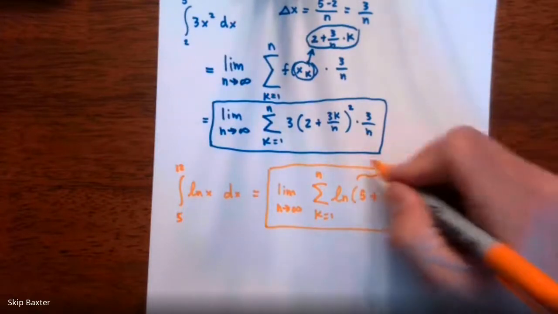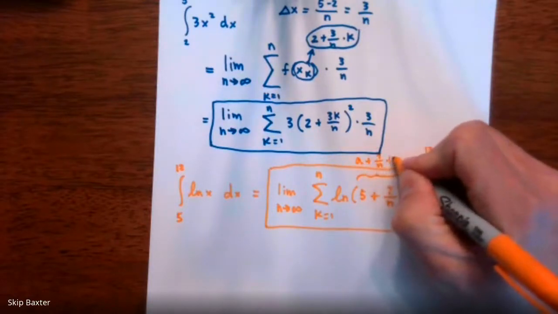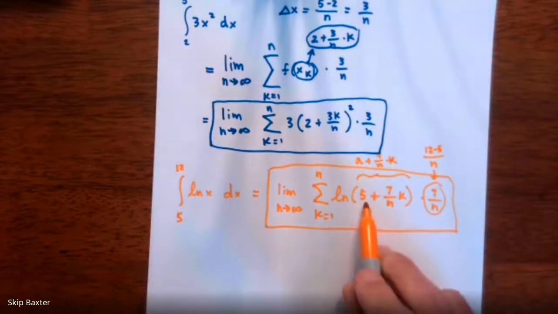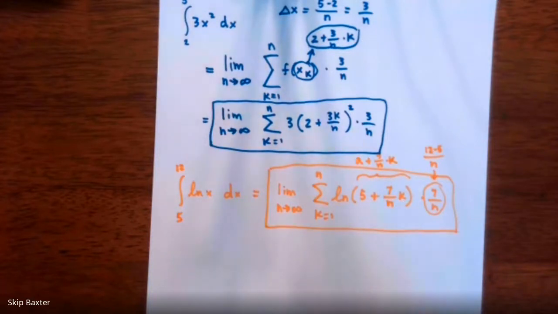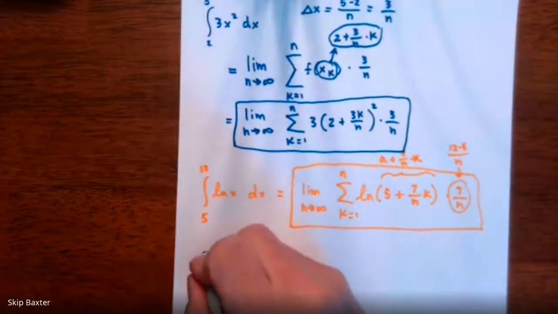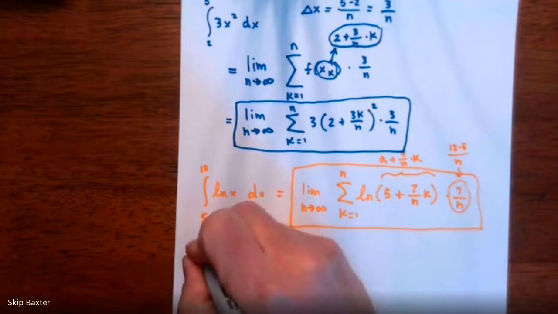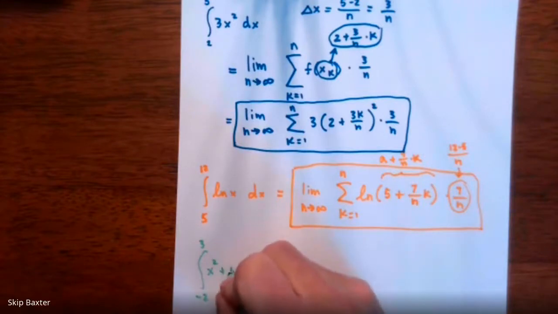This right here is always going to be a plus that, 7 over n, times k. The a value in this case is 5, so that's where I got this 5 plus 7 over n times k. That's it. There's really nothing more to it. If the integrand had more than one term that had an x, like for example, suppose it was something like the integral from -2 to 3 of x squared plus 5x.